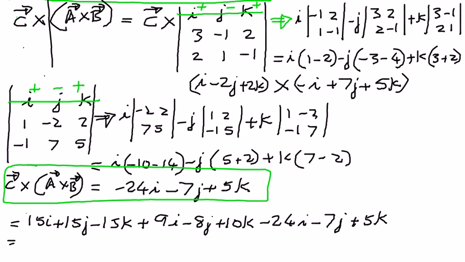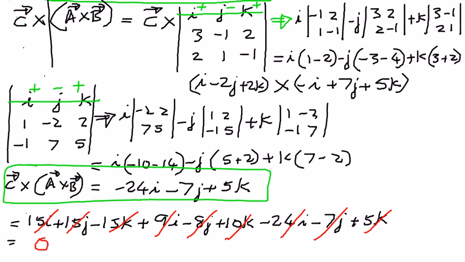So when we simplify all of this, let's see what is going to happen. 15i plus 9i is going to be equal to plus 24i, and we have a minus 24i. So therefore, these cancel out. 15j minus 8j minus 7j, those cancel out. Then we have negative 15k plus 10k, which is negative 5k, and then we have a positive 5k here. Those cancel out, leaving us with 0. Therefore, this property is true.